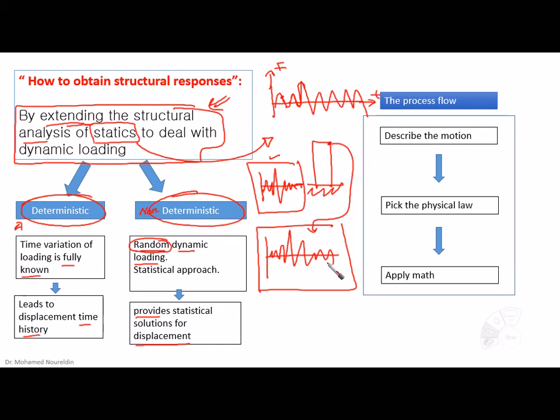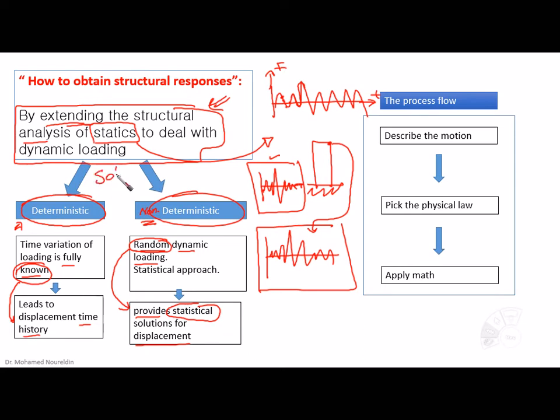So we are not going to have the deterministic output. We are going to have the statistical solution in this case. Okay, so if we are fully knowing the time variation of loading, then we are going to obtain deterministic output. But if it's random, then we are using non-deterministic, and it would provide statistical solution. Okay, so this is from the perspective of the divisions and categories of the solutions.